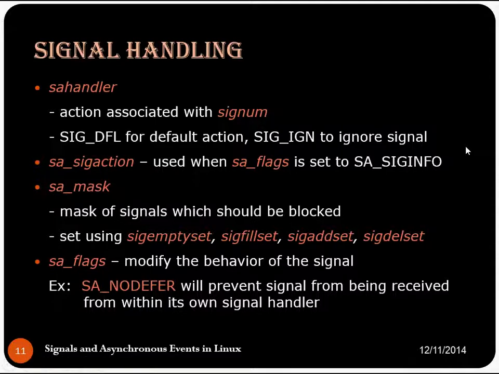The mask contains all the signals which should be blocked. The mask can be set using sigemptyset, which will unmask all the signals, and sigfillset, which will mask all the signals. sigaddset is used to mask just one signal, and sigdelset is used to unmask a signal. The flags are used to modify the behavior of signal delivery. For instance, if the flag is set to SA_NODEFER, it will allow the signal to be received from within its own signal handler.